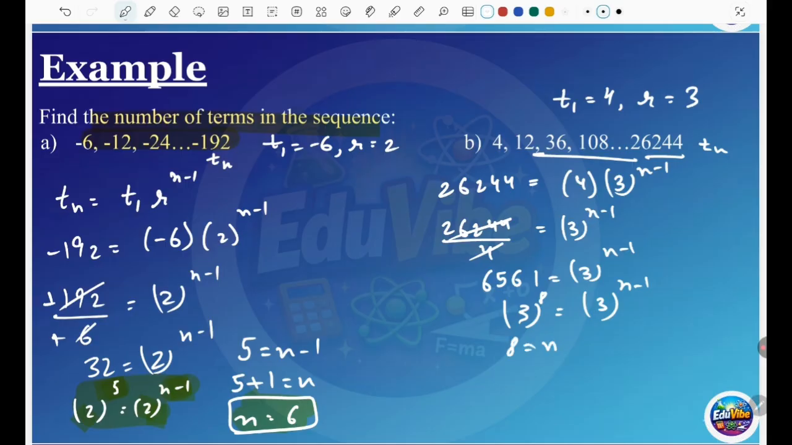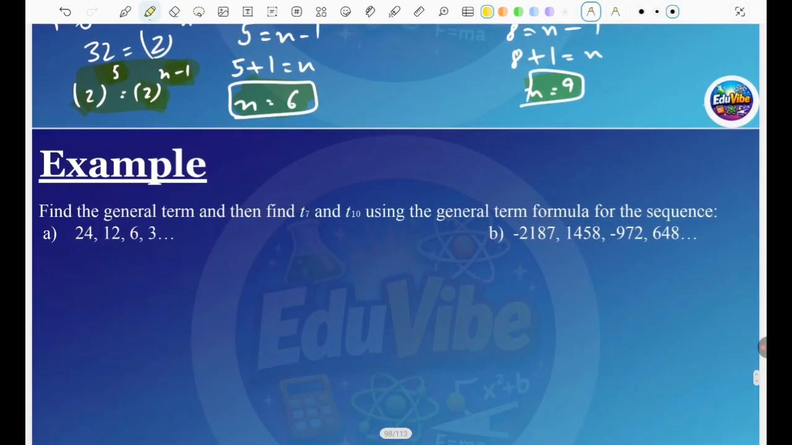Now you can equate the powers like this. This is n minus 1. So 8 plus 1 is equal to n, and n is equal to 9 in that case. So make sure you equate the powers correctly. There you have a 3, so make sure you have a 3 on both sides. So that's how you can deal with that type of sums. And let's move to the next one.